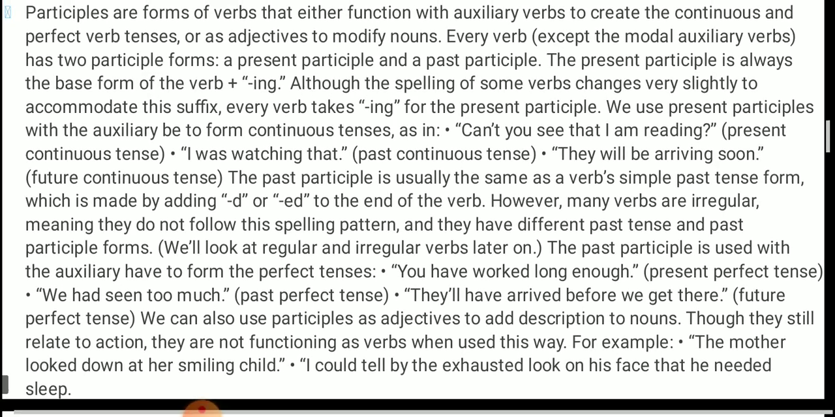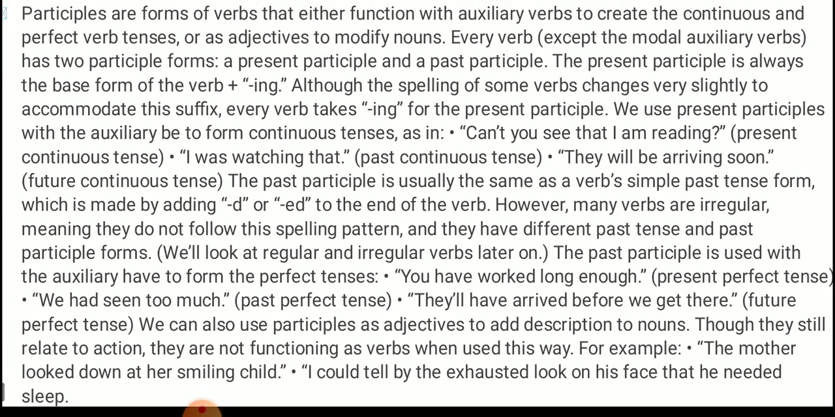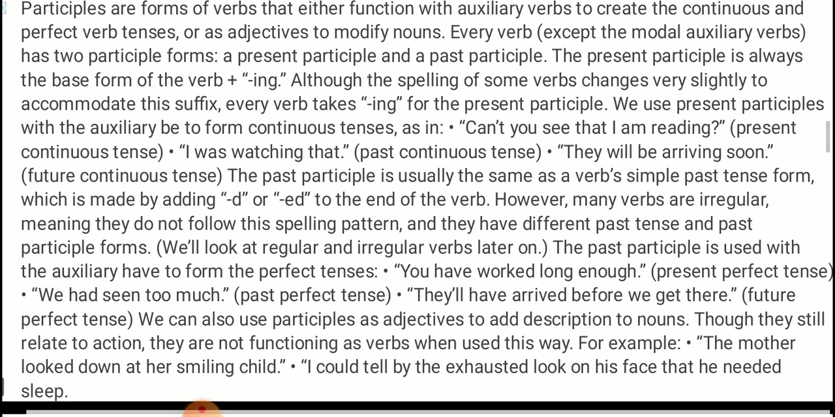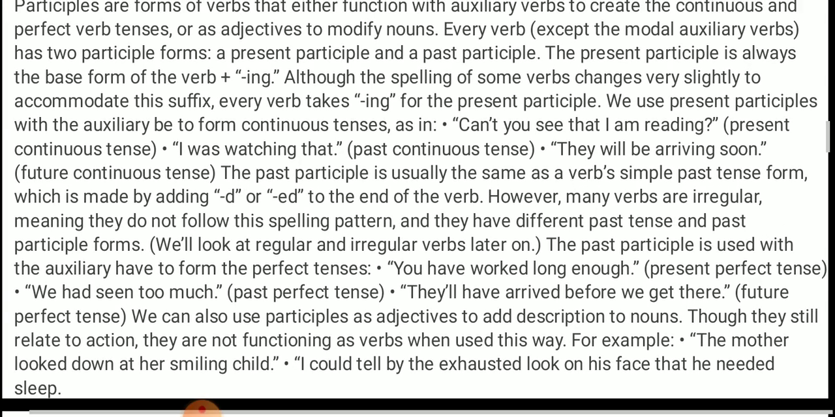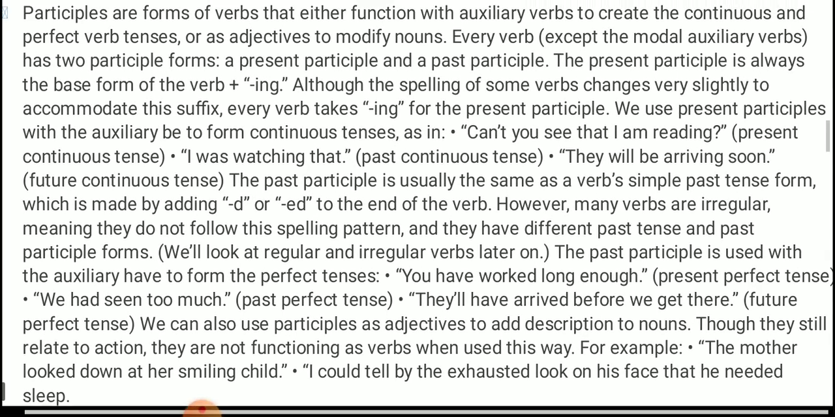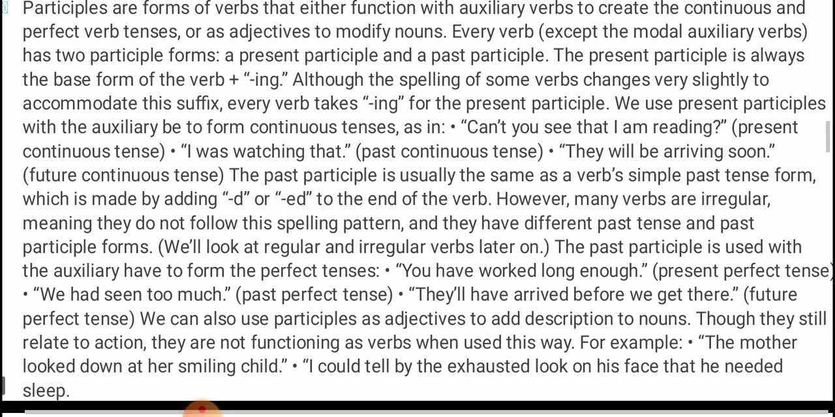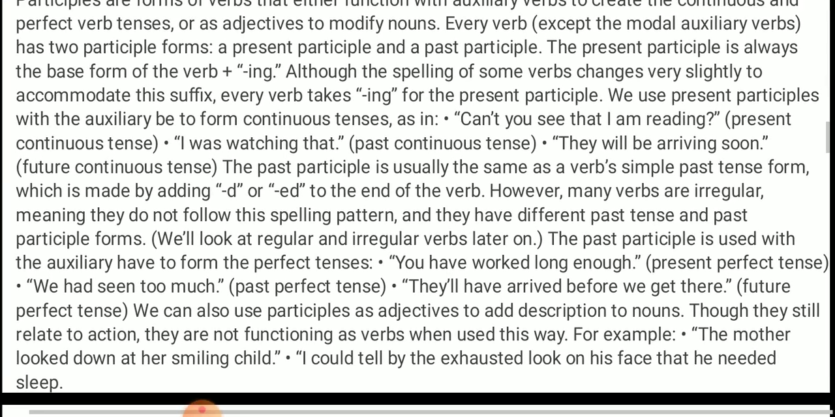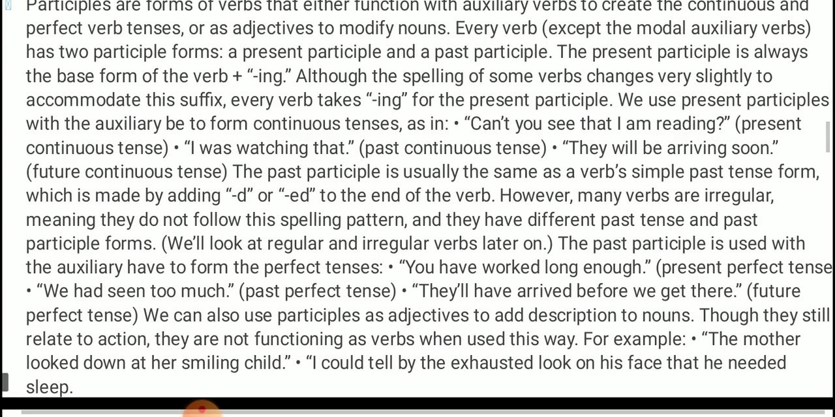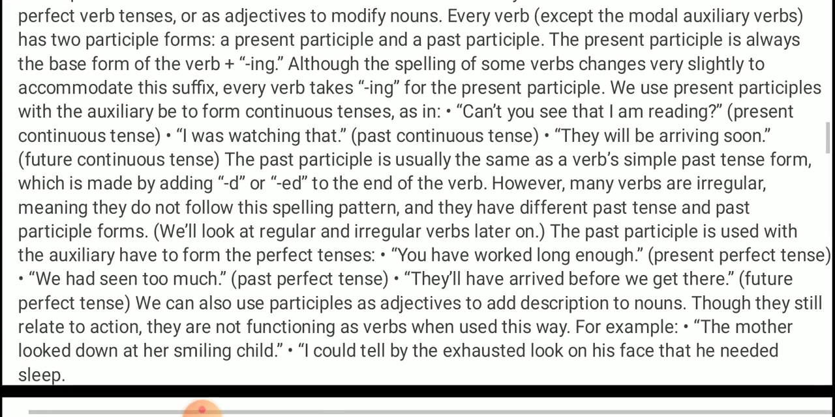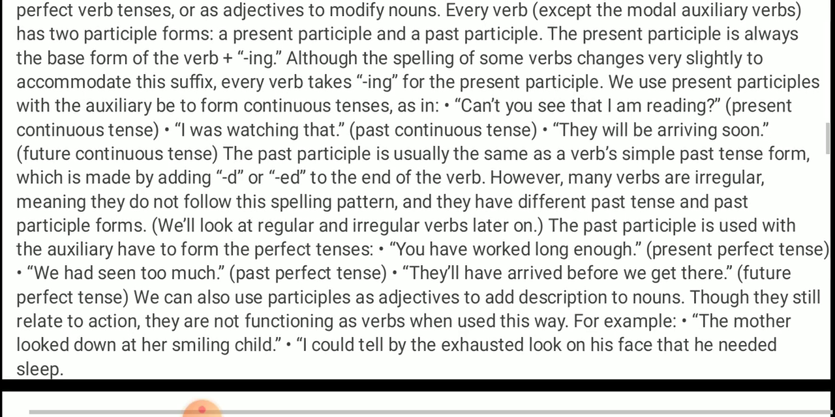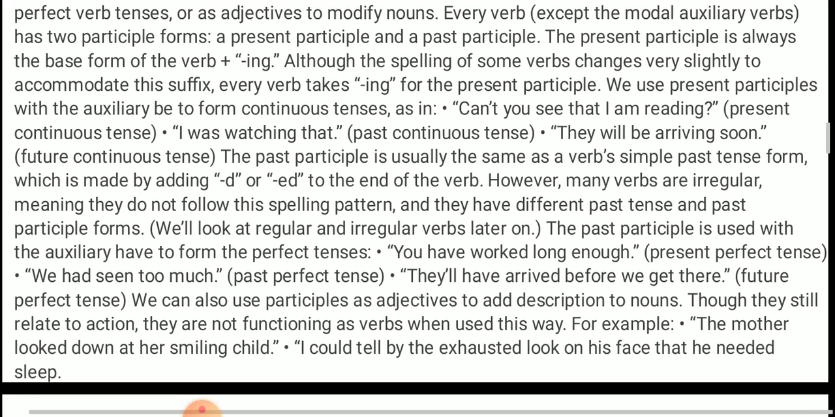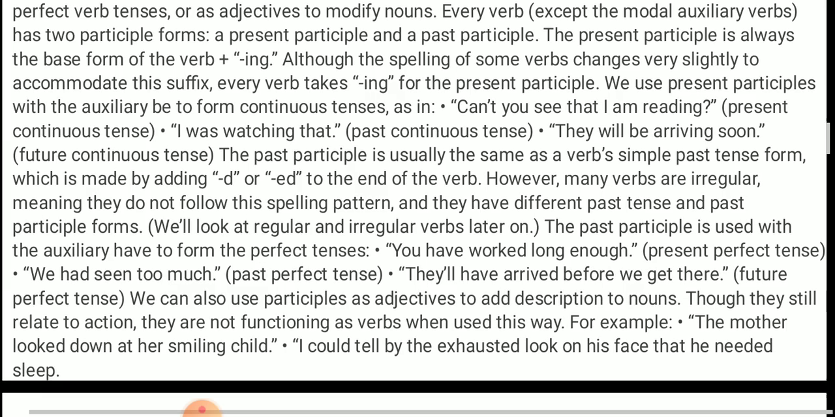Every verb that we use in a sentence has two forms. For example, a present participle and a past participle. Basically, these two are the basic forms. The present participle is always the base form of a verb plus ing. If you look at the present participle, here you use the base form of a verb, and with that you use ing. Although the spelling of some verbs changes very slightly to accommodate the suffix ing, every verb takes ing for the present participle.